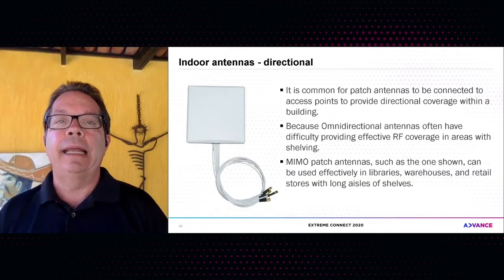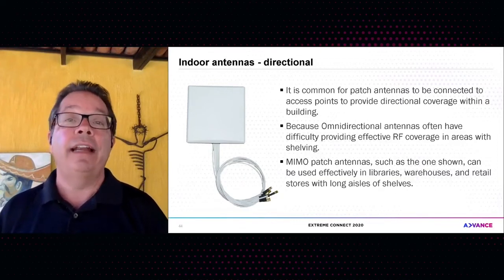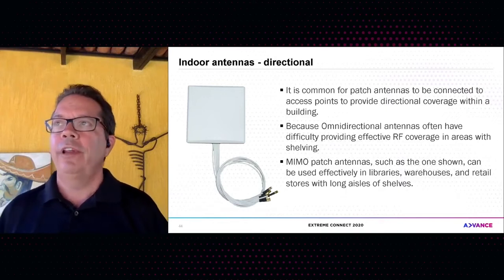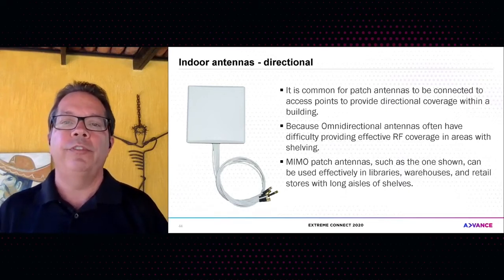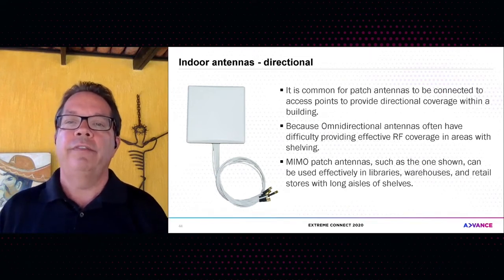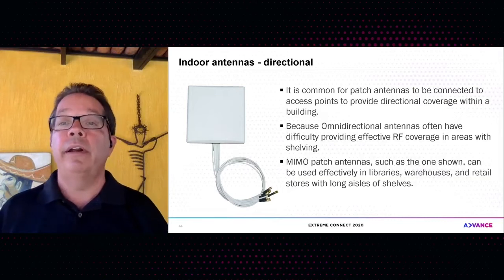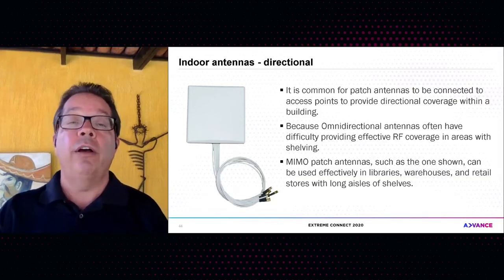Another thing that a lot of people just don't think about is using indoor directional antennas. Indoor directional antennas can help in a lot of different verticals in a lot of different ways. Typically most APs are omnidirectional, but directional antennas have very specific purposes. You can use MIMO patch antennas in a lot of different verticals and scenarios, like libraries, warehouses, and retail stores with long aisles of shelves.